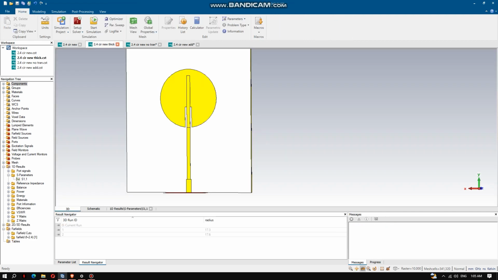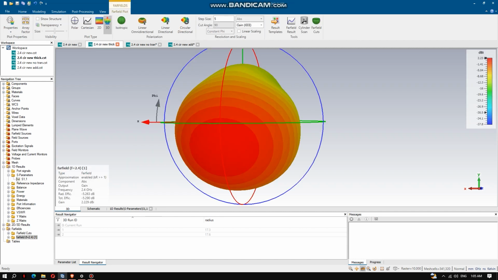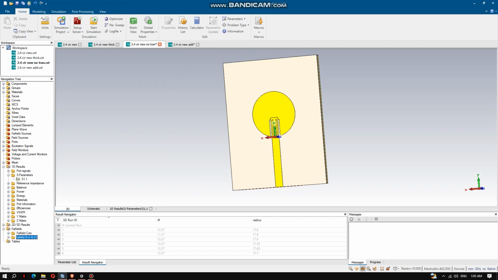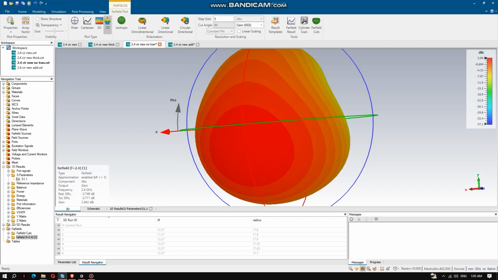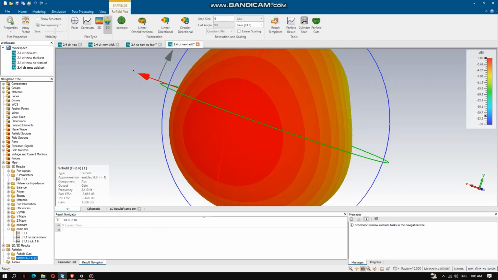Now, we want to see the antenna gain. For the first scenario, the antenna gain is 2.229 dB. And for the second scenario, the antenna gain is 2.942 dB. And for the third scenario, the antenna gain is 3.026 dBi. This value indicates a slightly higher level of gain compared to the previous two scenarios.